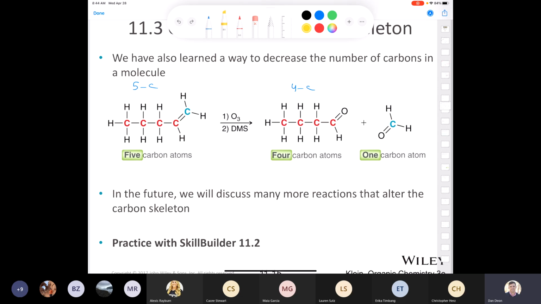Anyhow, in the future, we're going to learn a bunch more reactions to decrease the number of carbons, but this isn't the future yet. For Organic Chemistry 1, this is all you got. Okay, so it really limits you, and it's actually a nice thing. When you're learning synthesis, it's nice to be limited by, hey, I've only got a couple of ways of doing this. I only got one way of doing that.